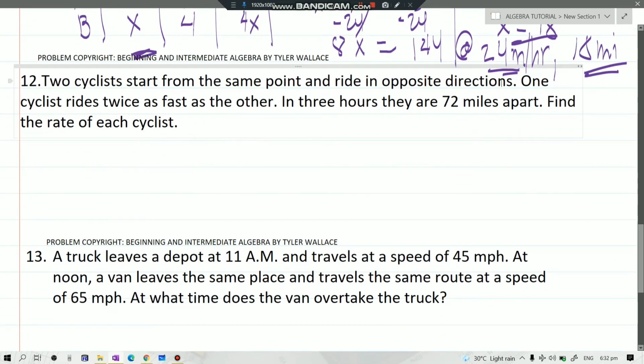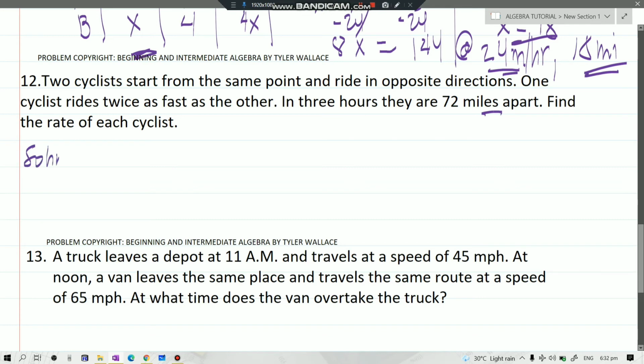Then, number 12, two cyclists start from the same point and ride in opposite directions. One cyclist rides twice as fast as the other. In 3 hours, they are 72 miles apart. Find the rate of each cyclist.